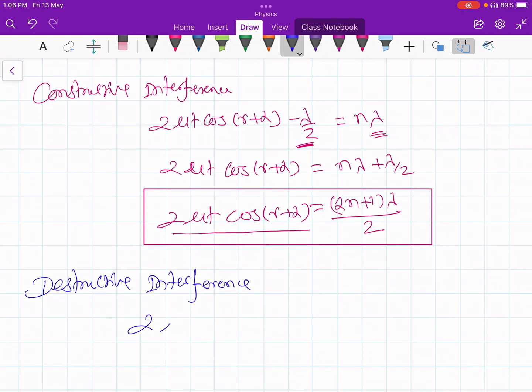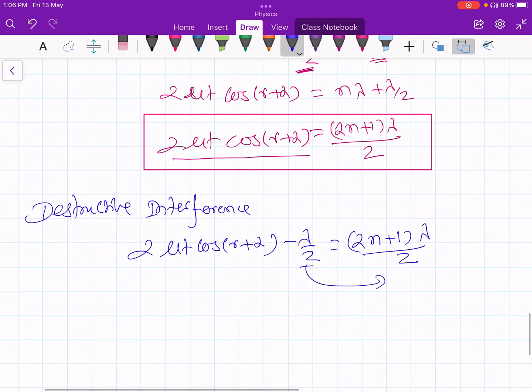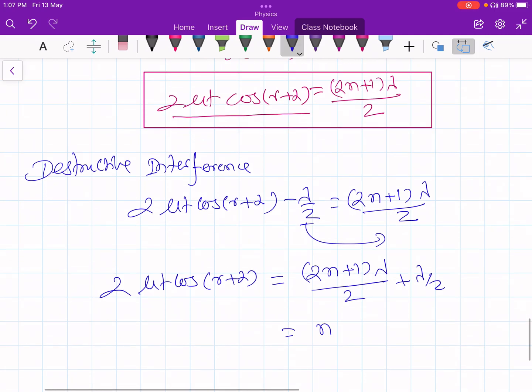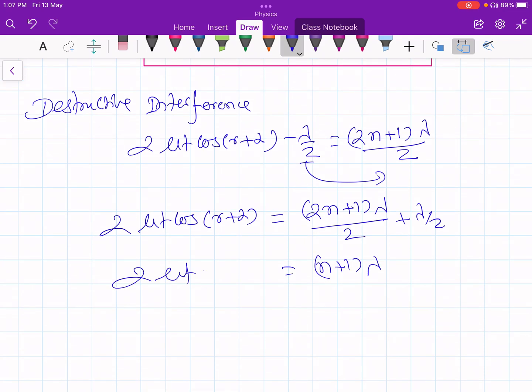For destructive interference, this 2 mu t cos of r plus alpha minus lambda by 2 is the path difference, and this should be equal to 2n plus 1 lambda by 2. Simplify this by shifting this lambda by 2 to the other side. We get 2 mu t cos of r plus alpha is equal to 2n plus 1 lambda by 2 plus lambda by 2. Simplify it, you get n plus 1 lambda, which is 2 mu t cos of r plus alpha.